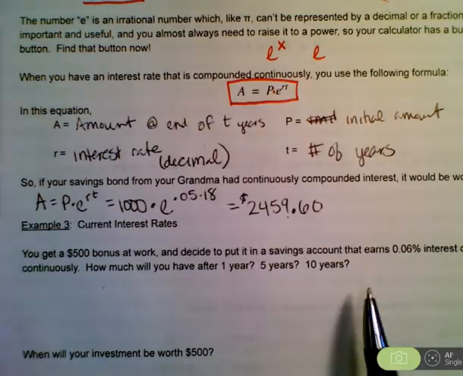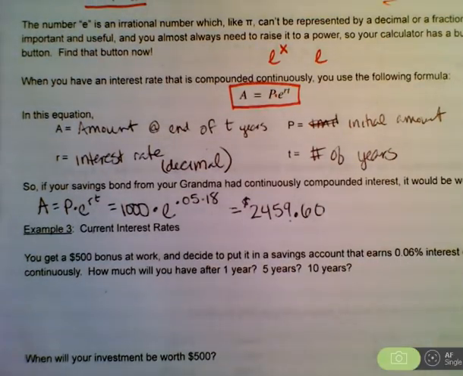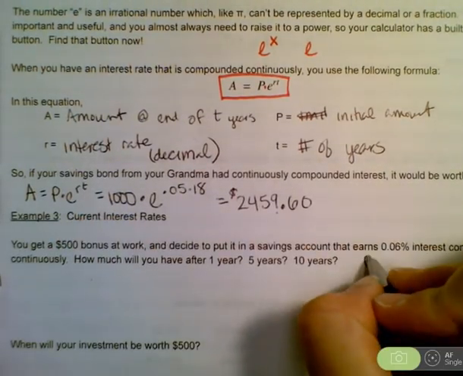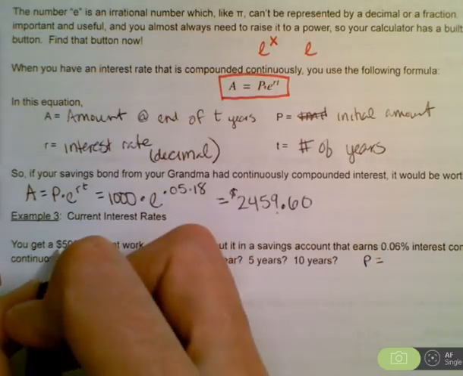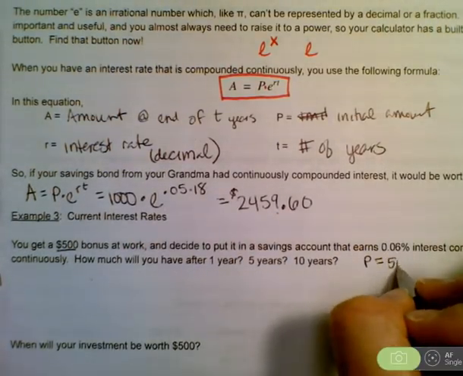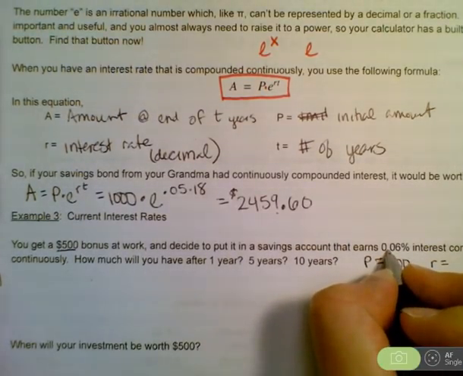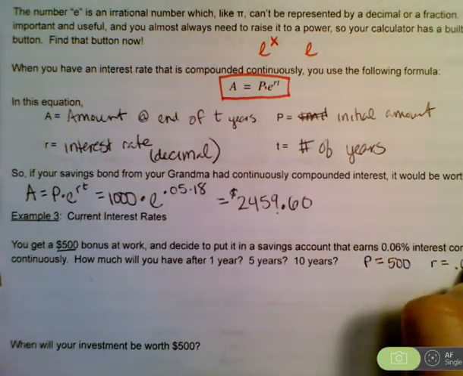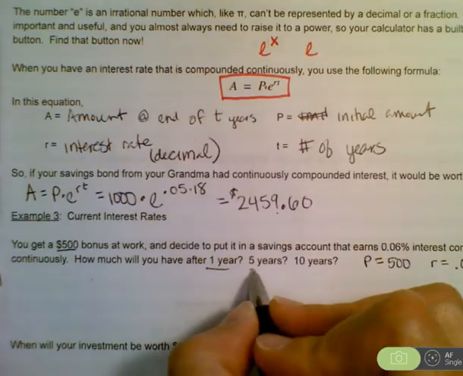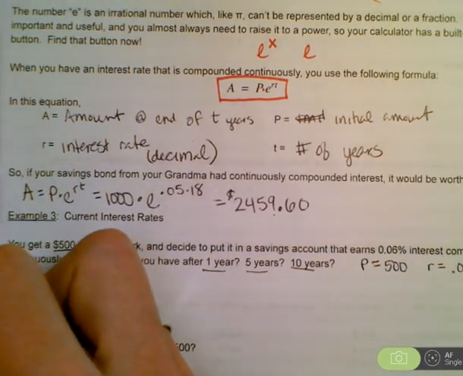So to do another example, this is using current interest rates. Currently, the interest rate is 0.06%, not very good. So if we think about this and a $500 bonus, the principal is 500. The r is this with the decimal place moved back 2 spaces, so 0.0006. And then it's giving us different values for t, because in this one we don't have an n to worry about, so we can do each of these.